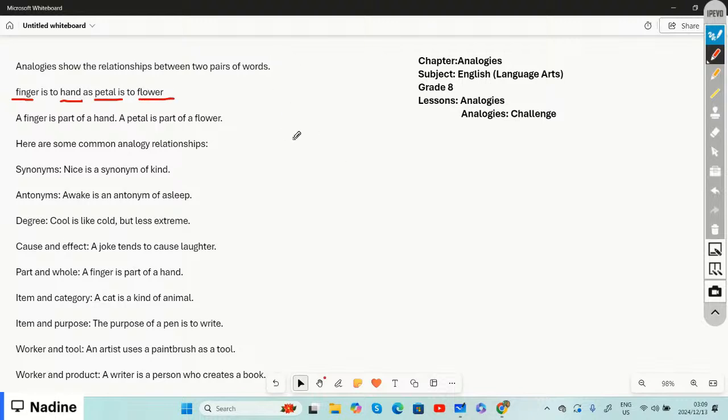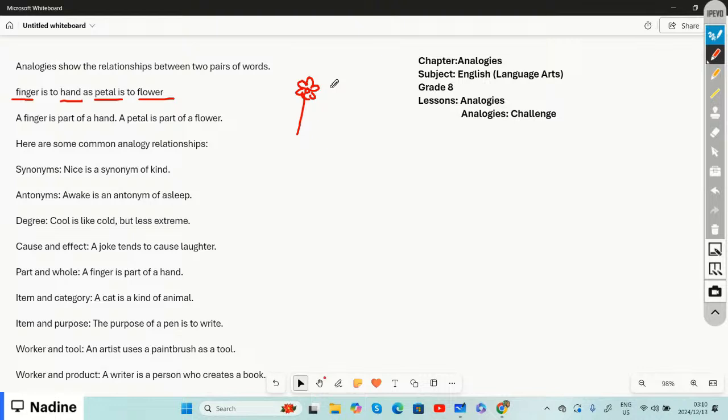Remember, we have our flower and then our petals. That is to flower. So you'll find the petals on the flower. And of course, fingers we'll find on the hand. The finger is part of the hand. That is why we're saying finger is to hand. And petals you find on a flower, roses, right? And that is why we're saying petals is to flower, finger is to hand.